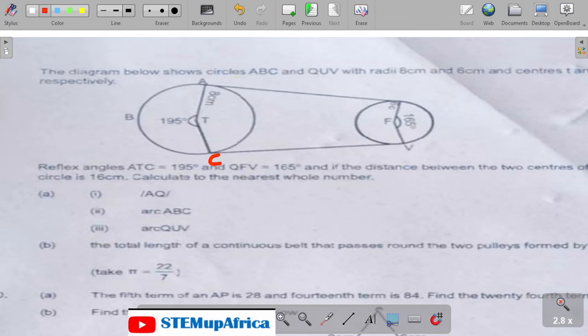Then QFV, so here should be our Q. QFV is 165, and the distance between the two centers, which is from here to here, is 16 cm. Okay, so we are asked to find AQ, which is the length, let's call it L. Whatever happened here also happened here, is also L.